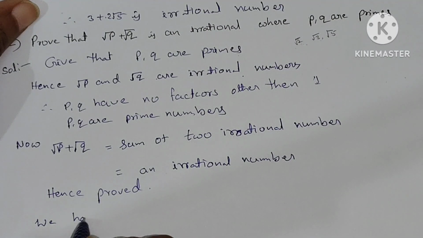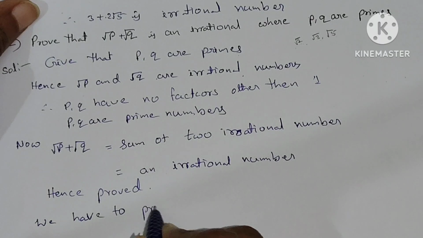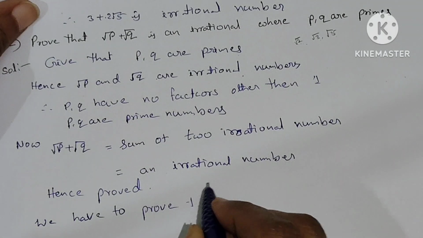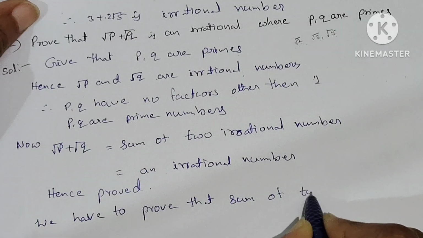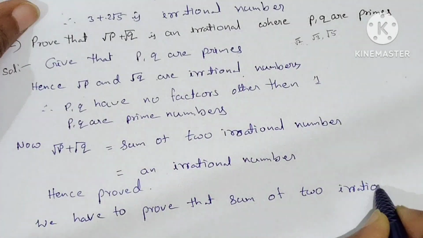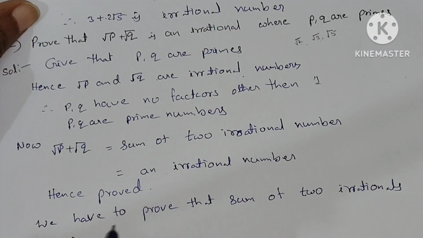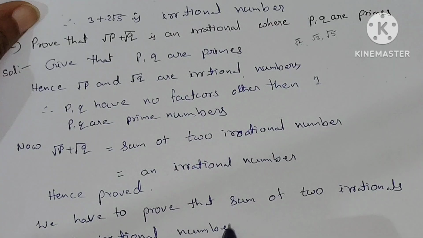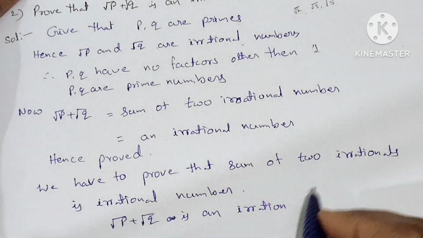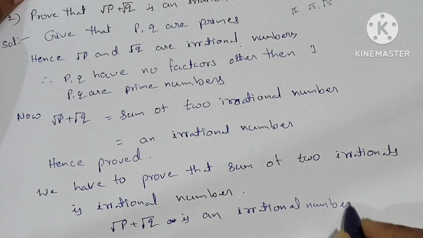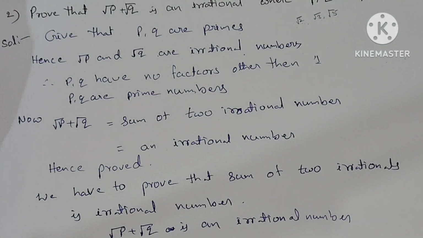So here we have to prove that the sum of two irrational numbers is an irrational number. So here root p plus root q is an irrational number. So this is the proof of the second one.